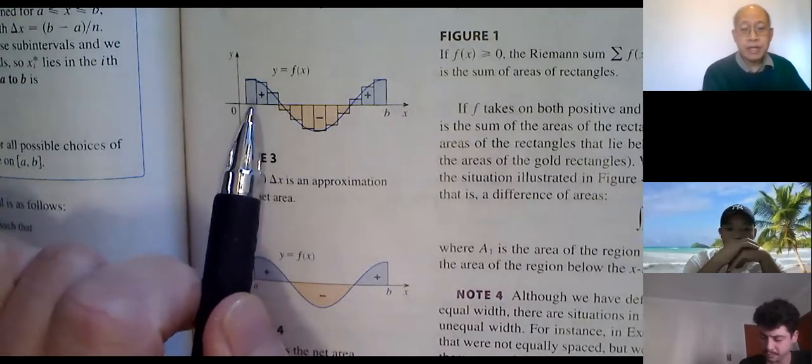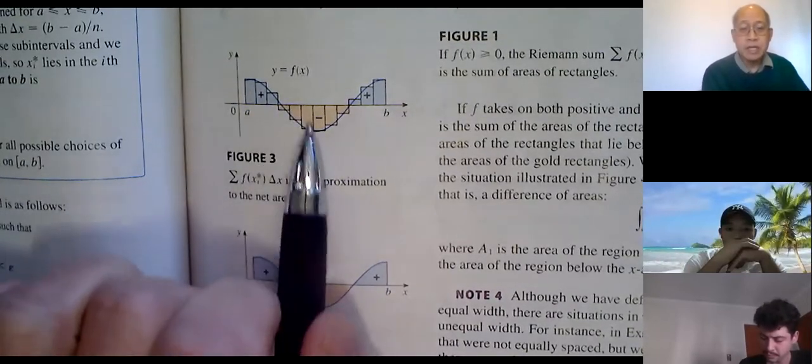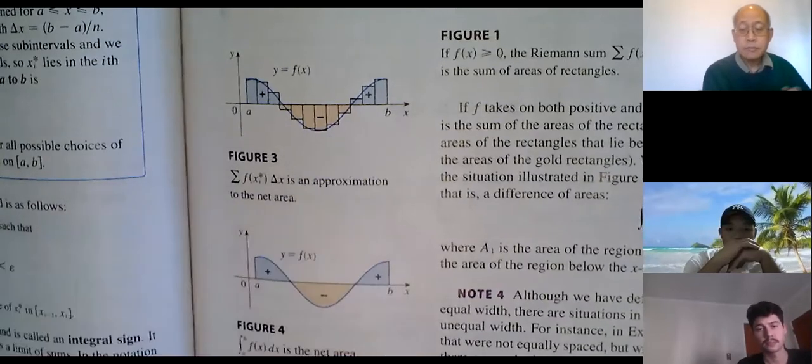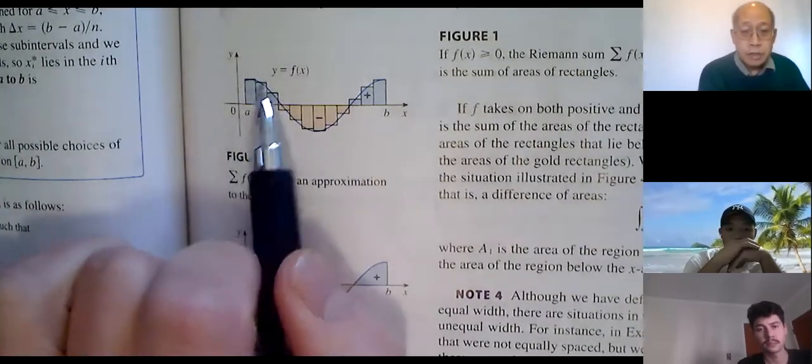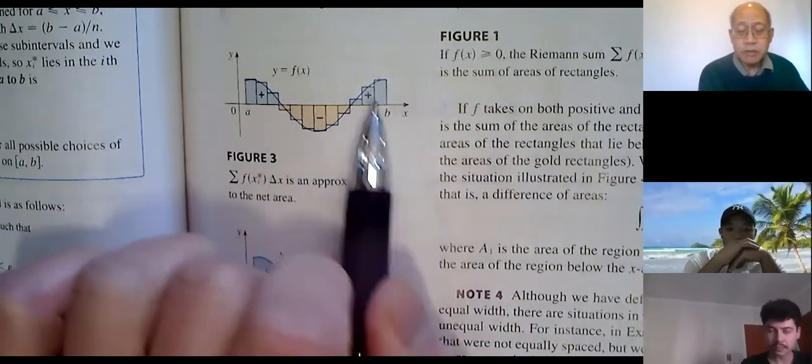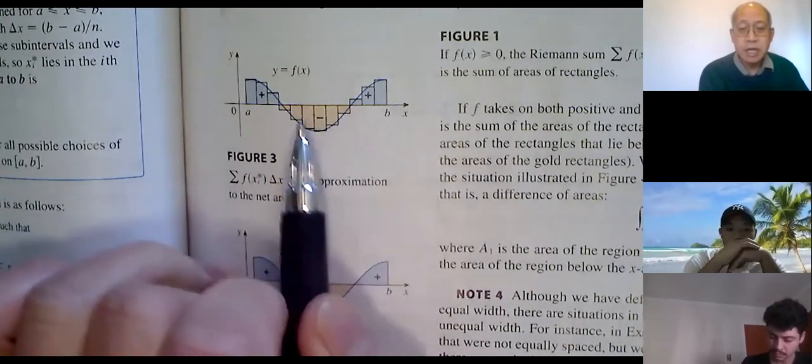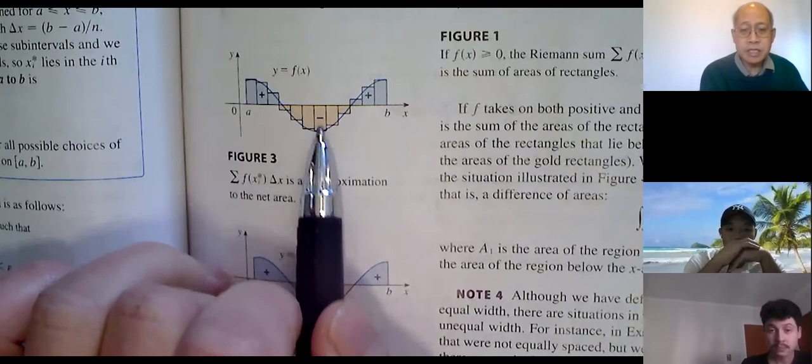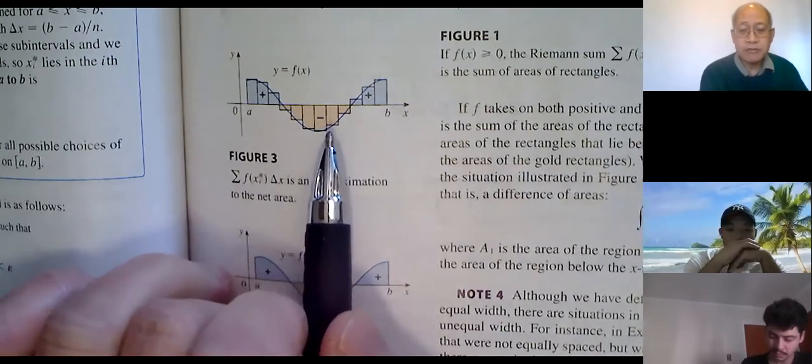Okay. And then you do base times height, base times height. Some of these are going to be negative, right? So this one's positive, this one's positive. Those rectangles are above the x-axis. But notice these rectangles are below the x-axis. They'll be indicated by a negative.